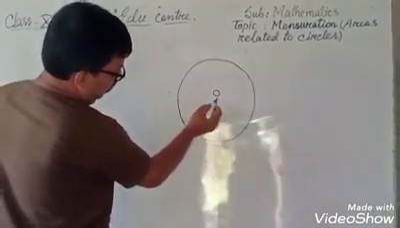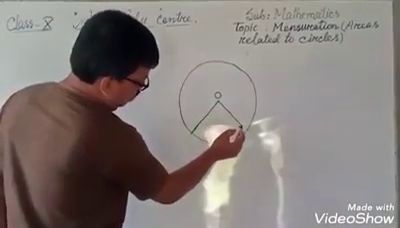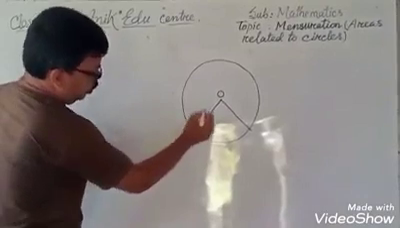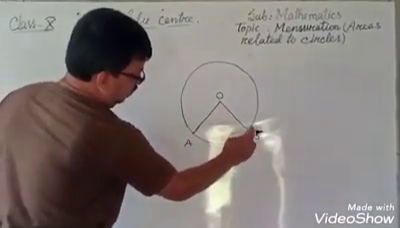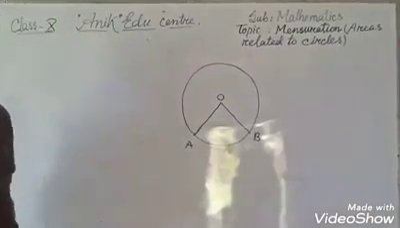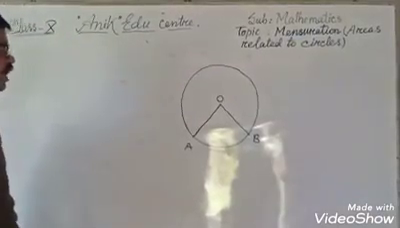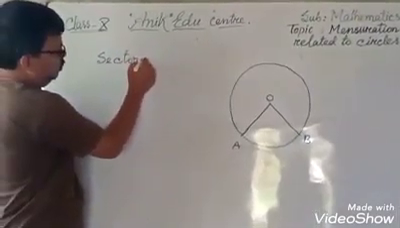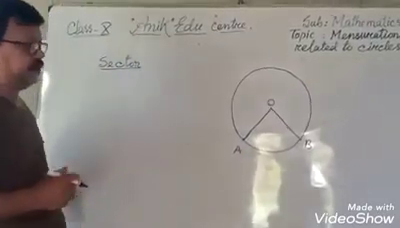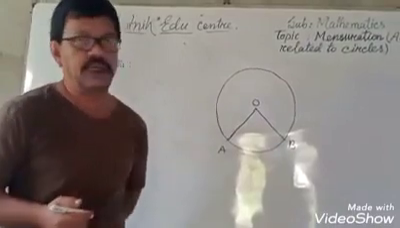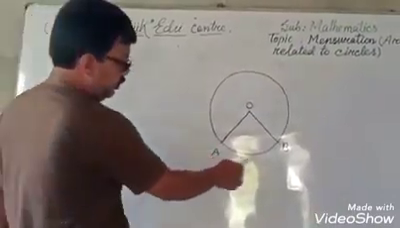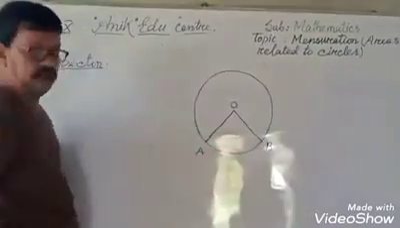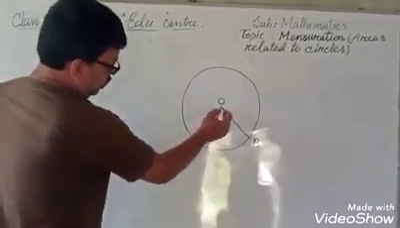And the other end point of the arc, again joined to the center of the circle, gives us a region AOB in the circle, which is called a sector of the circle. How can we define a sector? We can define it as the region in a circle enclosed by an arc and its bounding radii is called the sector of the circle.